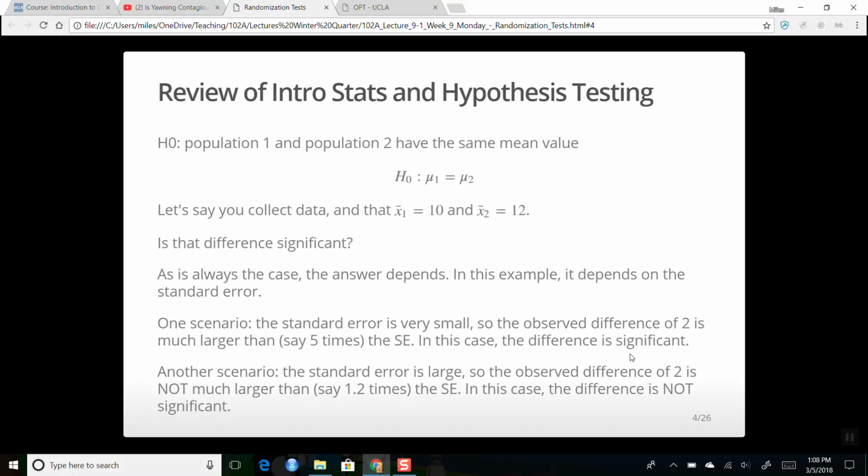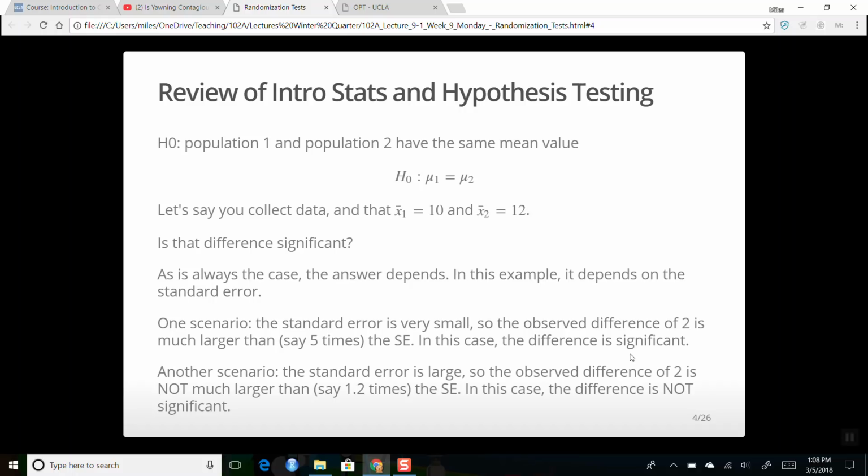But as we learned in our intro stats class, that difference of 2 points may or may not be statistically significant, okay? We might want to ask, is that difference significant? And the answer is, as always, it depends, okay? It depends on the standard error. It depends how much variation we see in the numbers themselves, okay? And so one possibility is that the standard error is very small, and so this observed difference of 2 could be much larger than the standard error, say 5 times bigger than the standard error, okay?